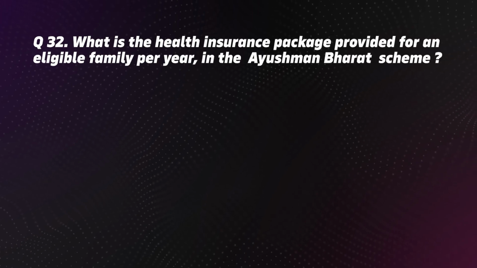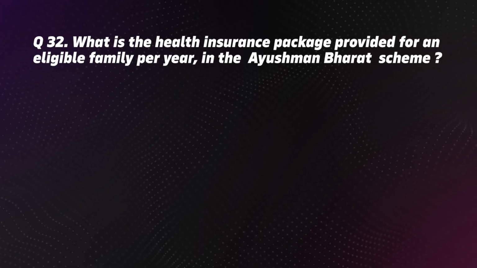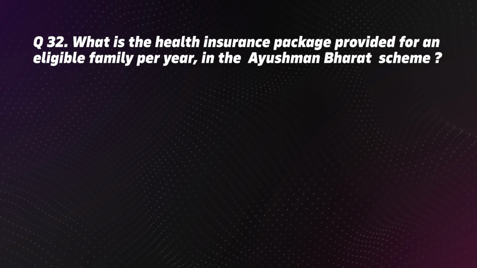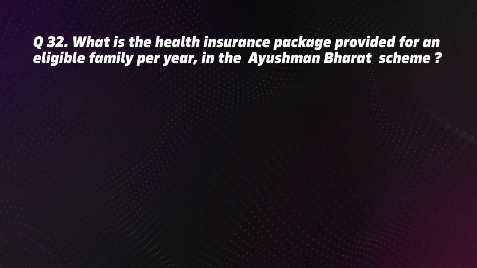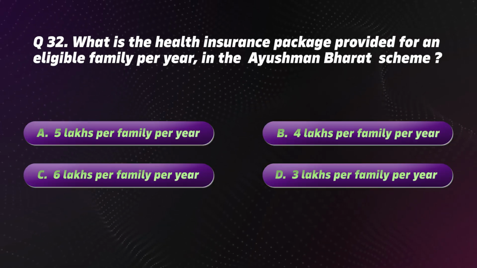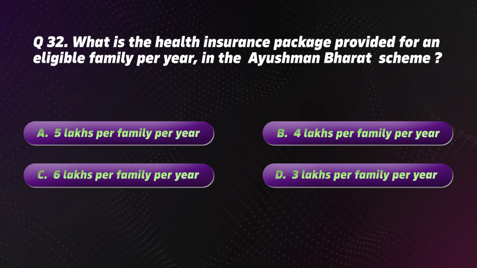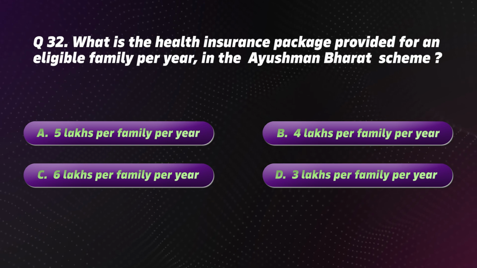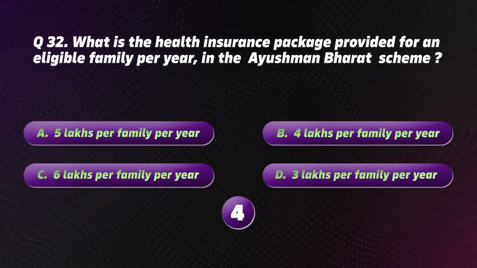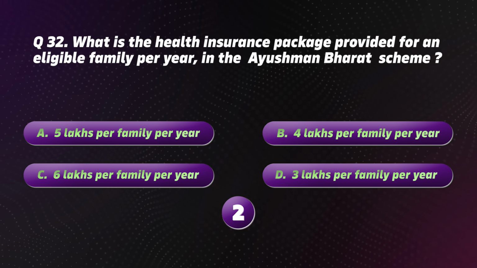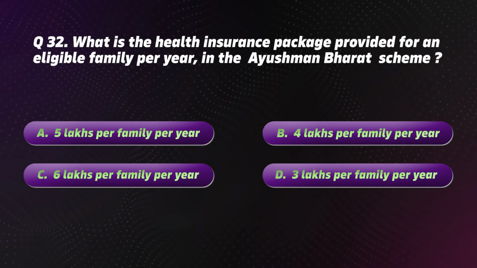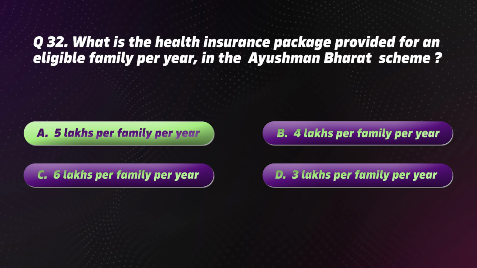Question 32. What is the health insurance package provided for an eligible family per year in the Ayushman Bharat scheme? Here are the options. A. 5 lakhs per family per year. B. 4 lakhs per family per year. C. 6 lakhs per family per year. D. 3 lakhs per family per year. And the correct option is A. 5 lakhs per family per year.